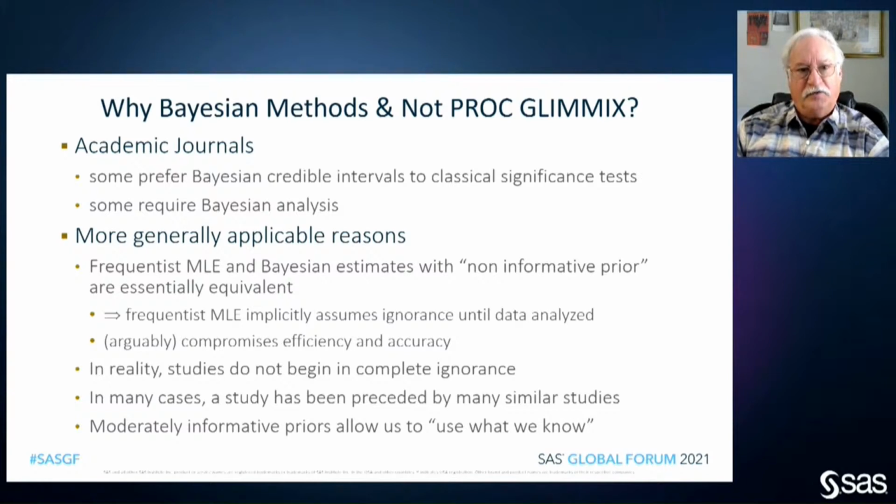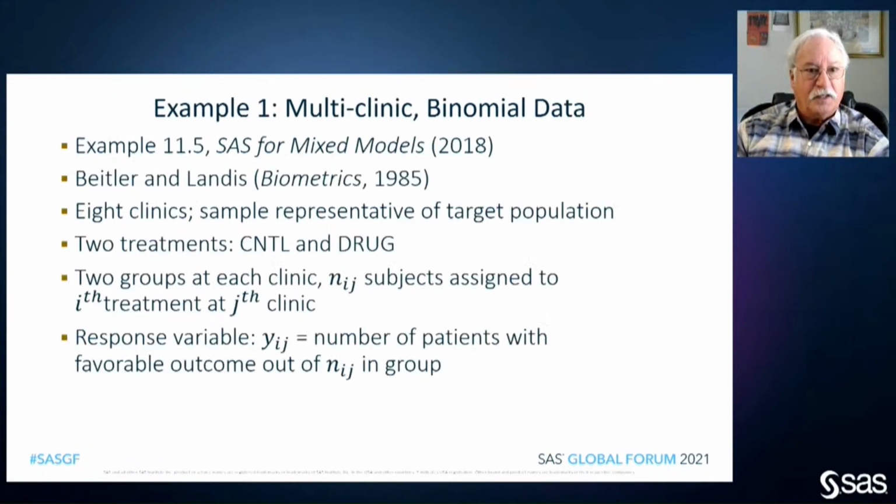So that's some reasoning for why we should be working with Bayesian methods. With that said, let's turn to our examples. The first example was in Chapter 11, Section 5 of SAS for Mixed Models. It originally appeared in Biometrics in 1985. It was one of the earliest generalized linear mixed models to appear. This is an article by Beitler and Landis.